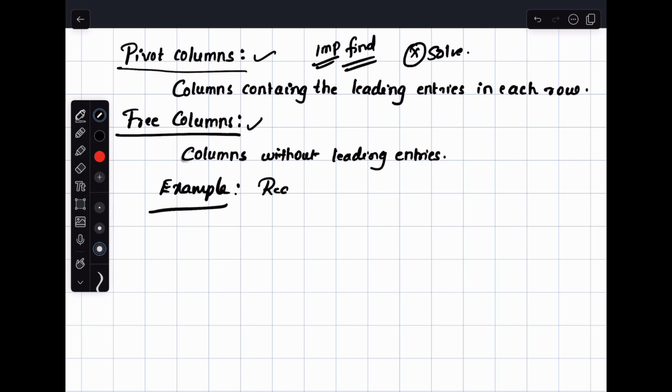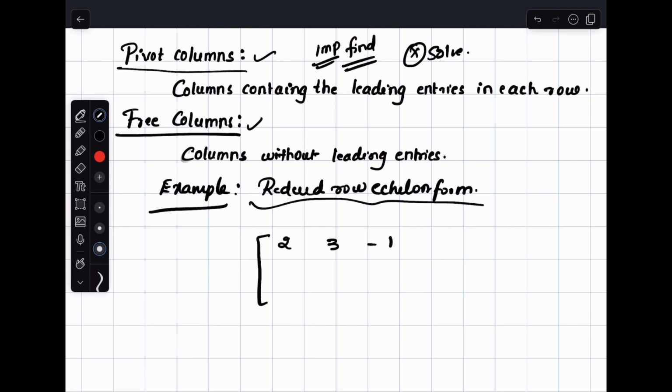I will not dive into the theoretical part because the theory is understood. We will understand the problematic part and how it should be solved. So always consider that whatever examples I have considered are in reduced row echelon form. Consider this example, which is in matrix form.